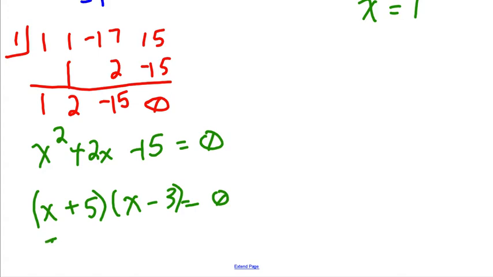So this one over here, if we have x plus 5 equals 0 or x minus 3 equals 0, I have no idea why this is randomly changing colors like that. That's kind of strange that it's doing that. But whatever, we'll just roll with it. Equals 0.